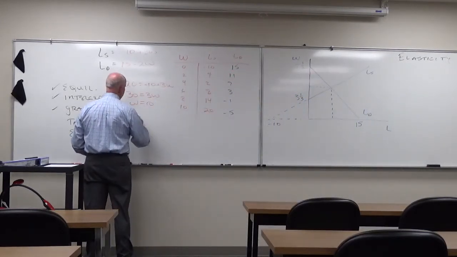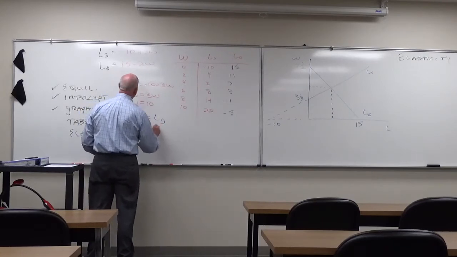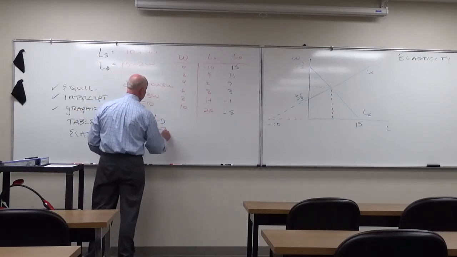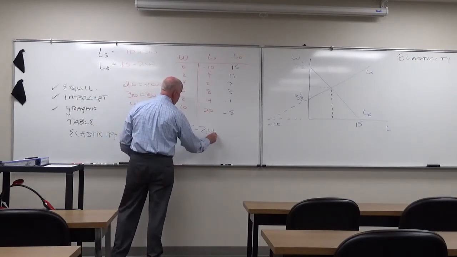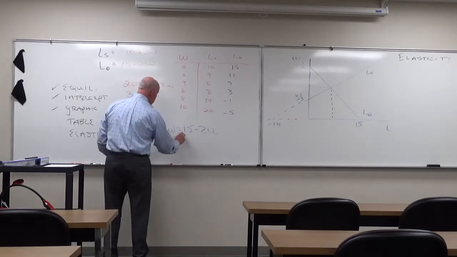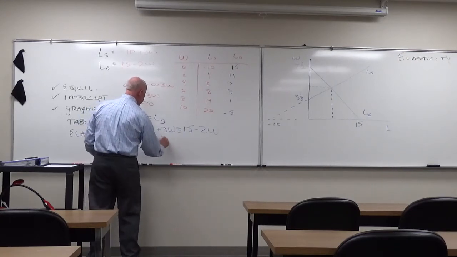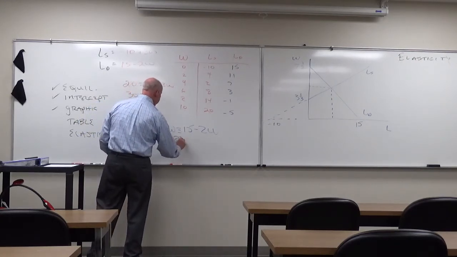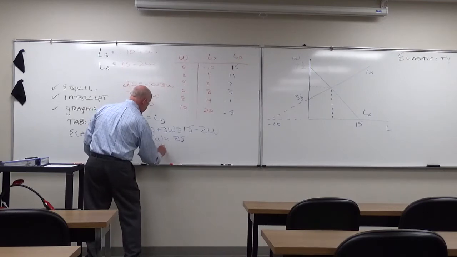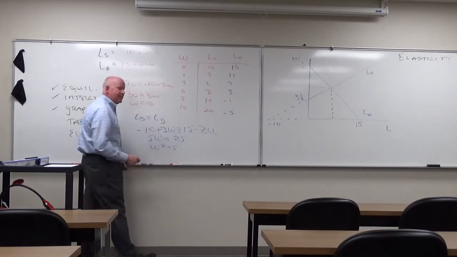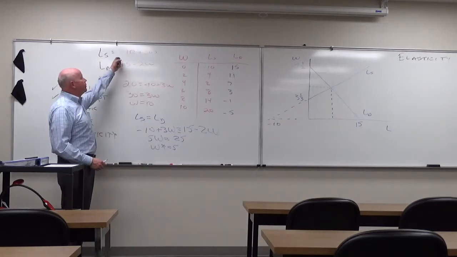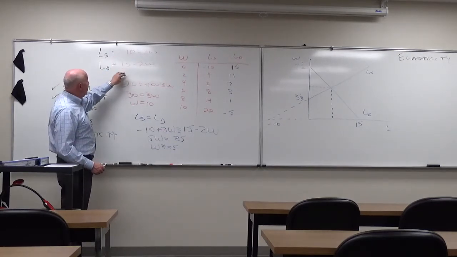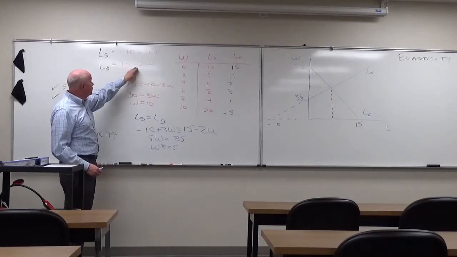So, as I go to LS equals LD, negative 10 plus 3W is equal to 15 minus 2W, or 5W is equal to 25. W star is equal to 5. Well, I like that number. And now I can take that 5 and put it back into either of these equations and find my L star. So 15 minus 2 times 5, 15 minus 10 is 5.